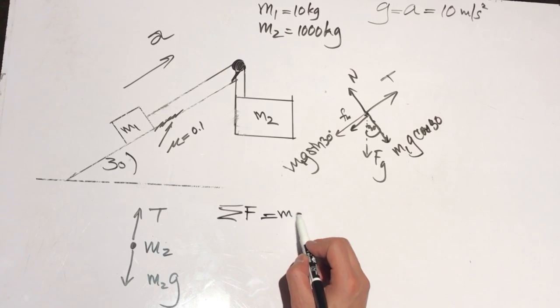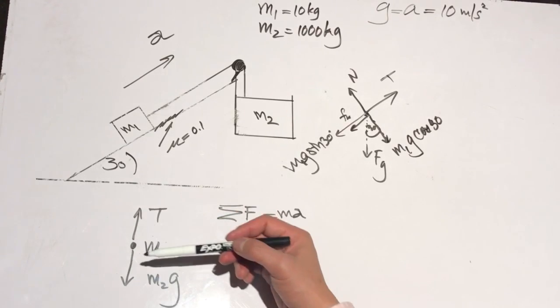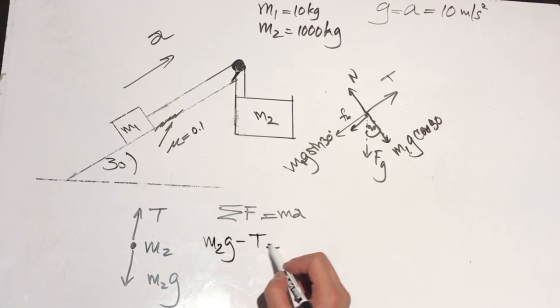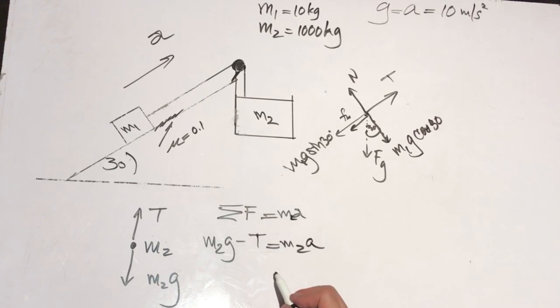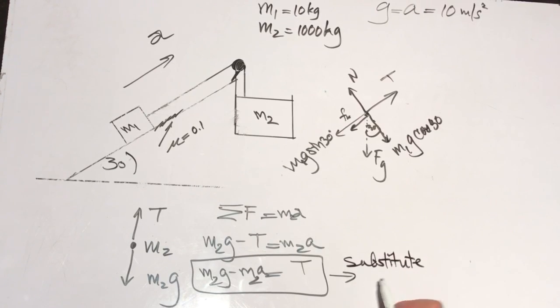Sigma F equals ma, that's what we're doing for the sum of the forces. Since the motion is moving downwards, that one has greater force than the tension. Therefore, it will be M2A specifically. So what we're doing right now is solving for T. It's going to be M2G minus M2A. That's the force of tension. We're going to have to substitute this in somewhere. I'm going to tell you what equation we're going to be doing, okay?